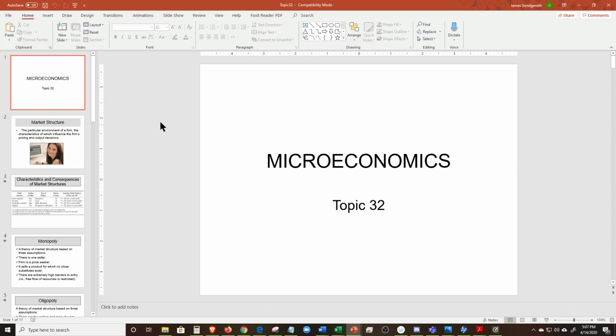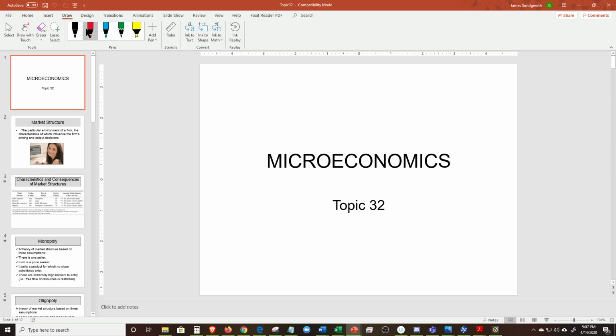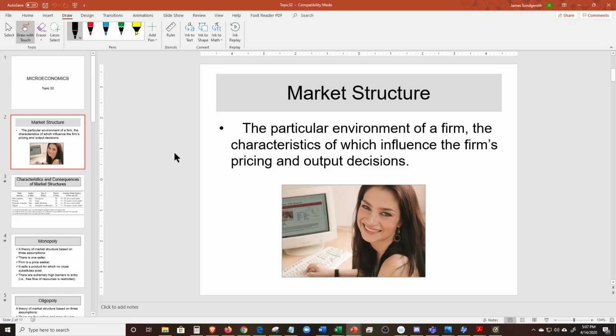And I'm not going to go to slideshow because I do want to draw on this if I need to emphasize something. So here we go. Market structure.